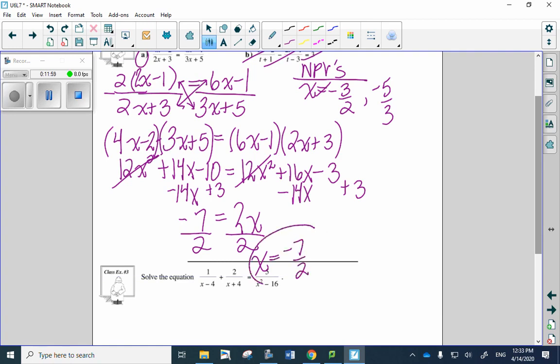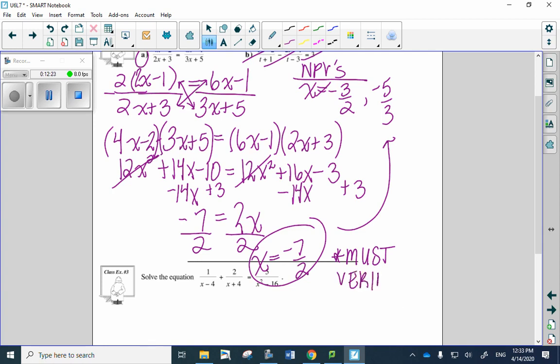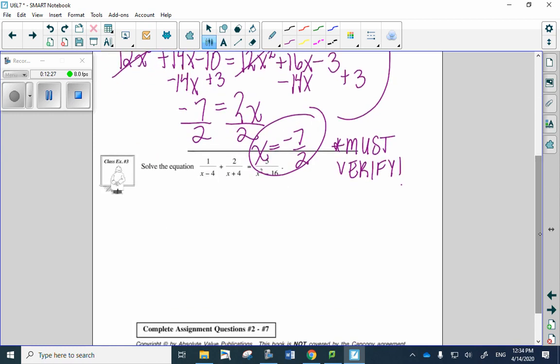Okay, again, double check, is this a non-permissible value? It isn't, so I know that my answer is correct. Okay, and then one thing we must always do is verify. So to verify again, take the original equation and just plug your answer in. So I'm going to write my verify work here.